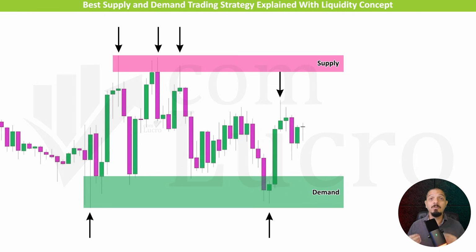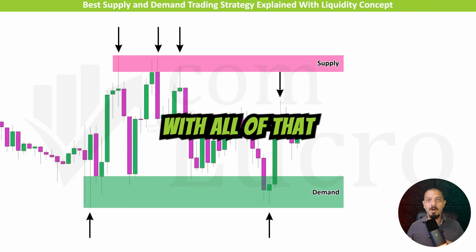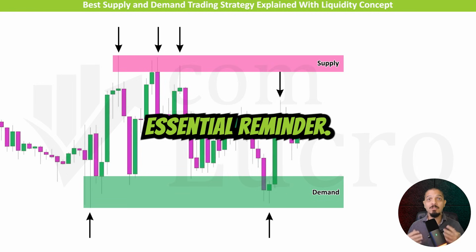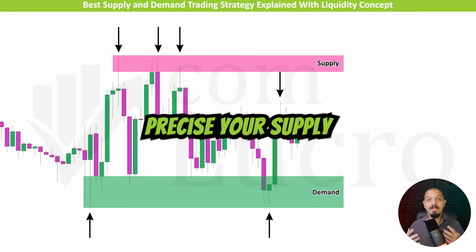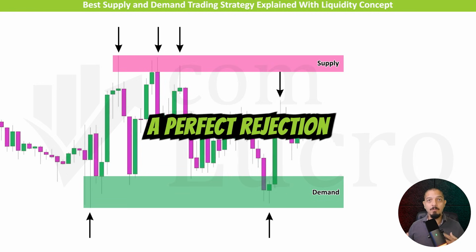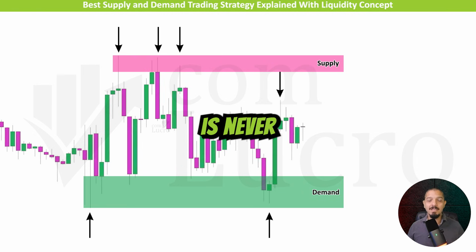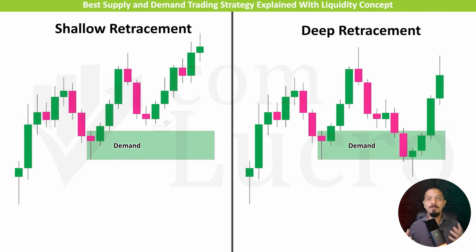When we mark these levels properly, we increase the probability of a future reaction if price returns to that zone. With all of that in mind, here is an essential reminder. No matter how precise your supply and demand zone is, a perfect rejection from that exact level is never guaranteed. Sometimes price reverses before reaching the zone, and in other cases, it retraces deeper than expected before reacting. So the next logical question is this: how do we avoid missing trades and unnecessary stop-loss hunts?